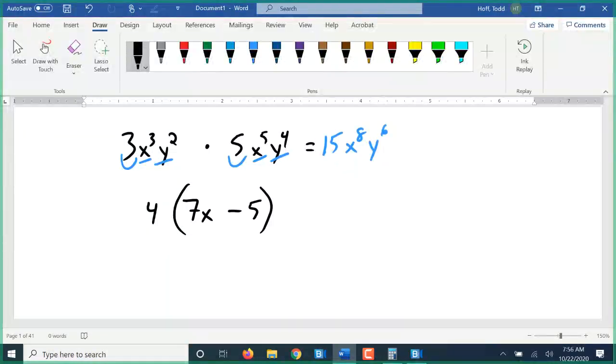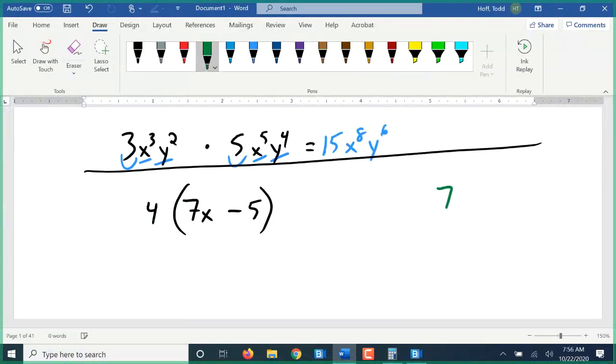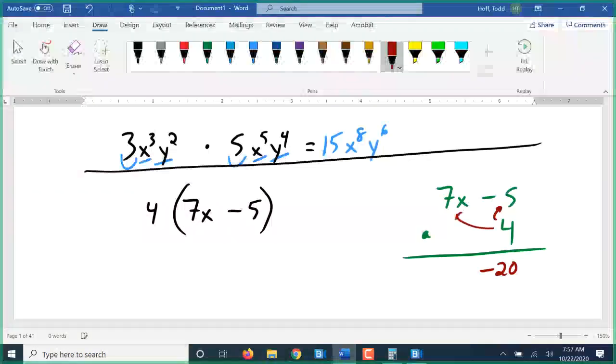Well, the long way of doing this, the real way of doing it, just like we would with whole numbers, we write it out as long multiplication. Put the 7x minus 5 on top, times 4. And we start at the right and work our way back to the left. 4 times negative 5 is negative 20. 4 times 7x is 28x. So that's 28x minus 20.